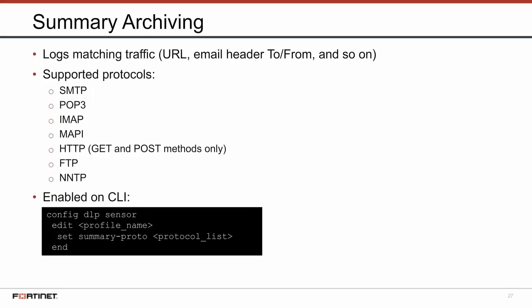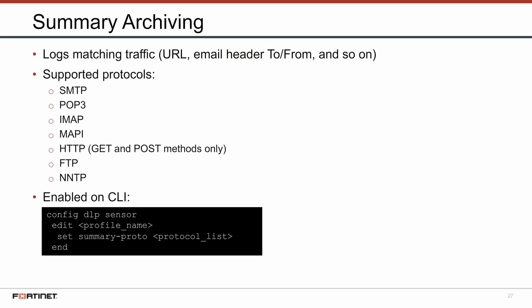Until now, you've seen DLP blocking or monitoring sensitive data. But what else can DLP do? It can record traffic summaries, that is, logs, and if enabled, the full files and messages that were contained in the traffic. If you are familiar with content archiving in older versions of FortiOS, you will recognize summary archives and full archives here.